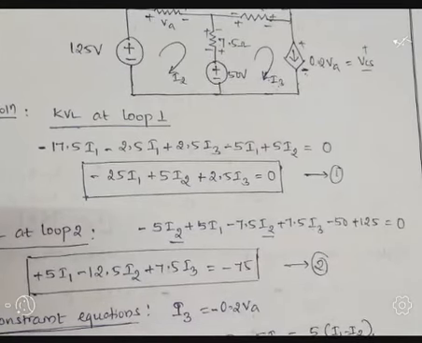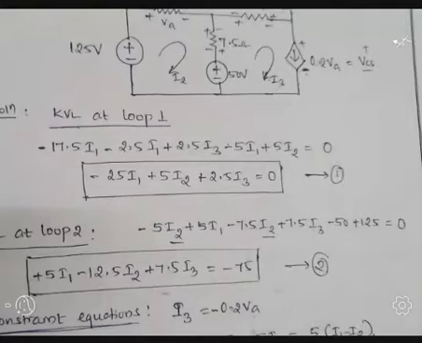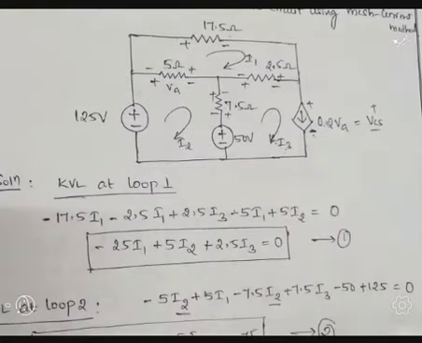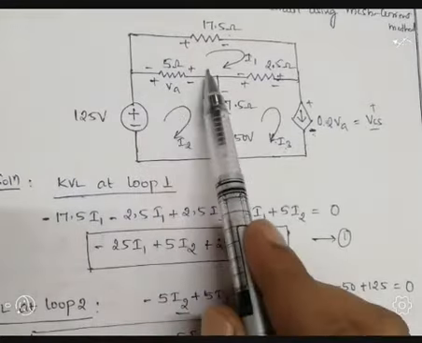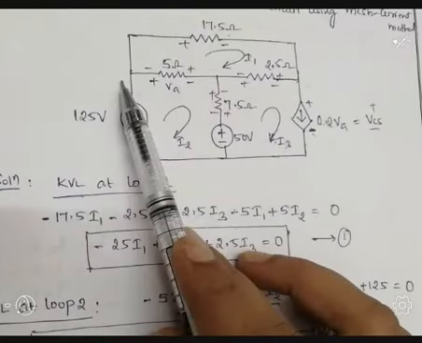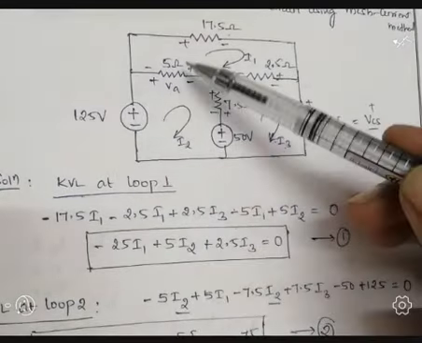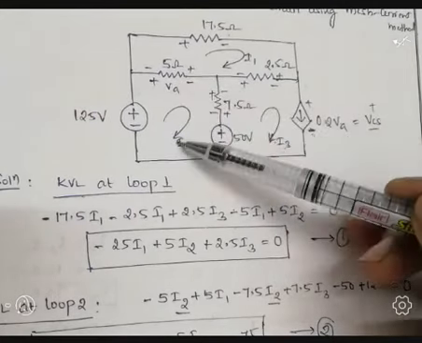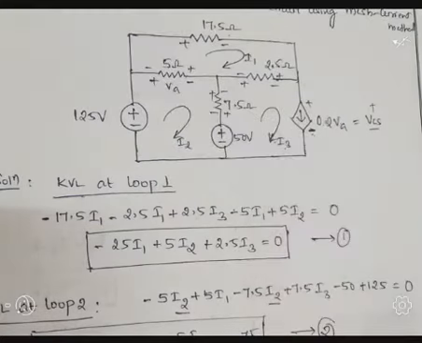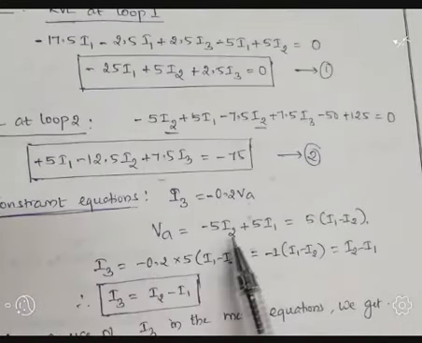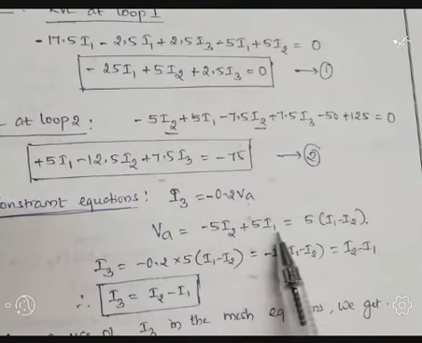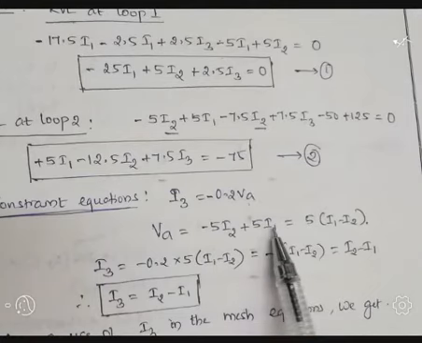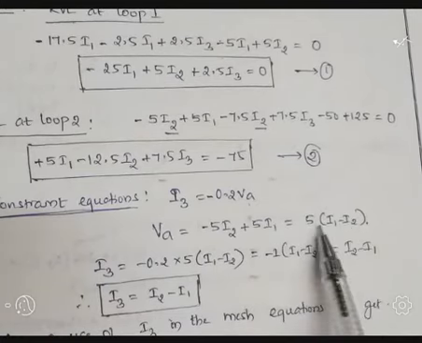So how to calculate VA? VA is represented across this branch. So let us calculate VA. VA equal to what? Voltage drop across this branch. So how to calculate? In this branch, two currents are flowing. That is, first is minus 5 I2 and plus 5 I1. So VA equal to minus 5 I2 plus 5 I1. I will take the 5 common, hence 5 outside, I1 minus I2. So VA equal to 5 into I1 minus I2.